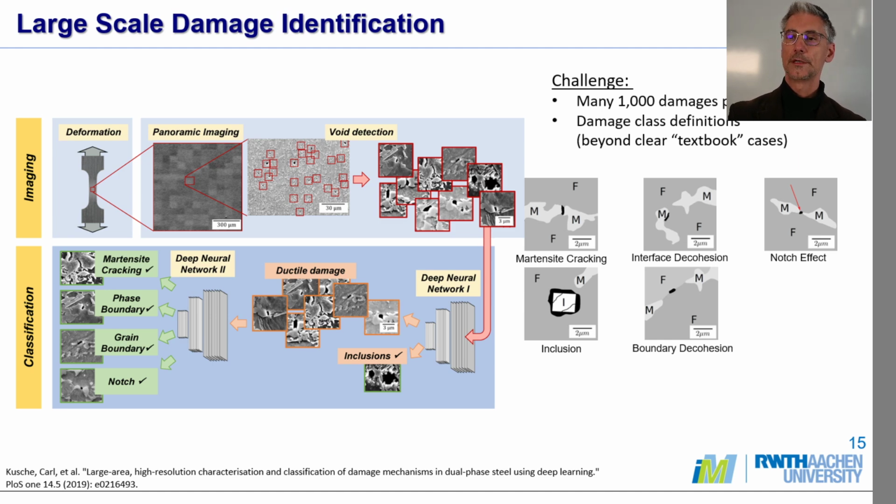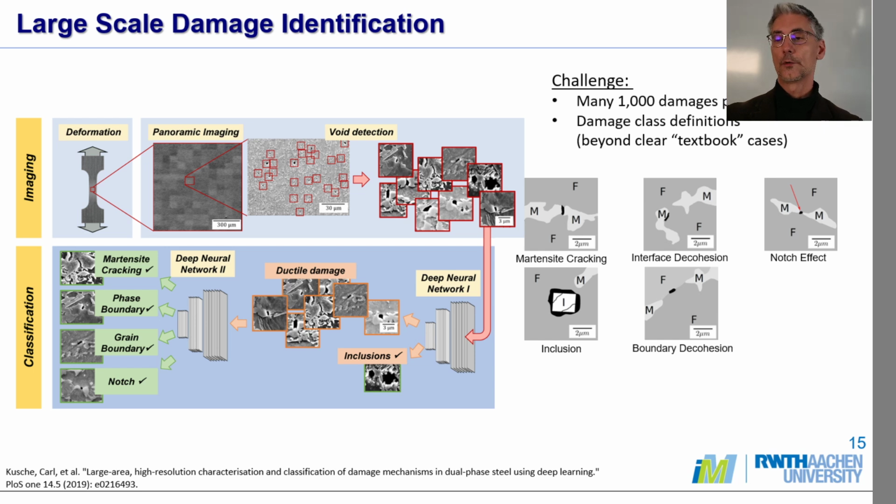Large-scale damage identification is about identifying which types of damages are present and how often each of them occurs. The challenge is that if we want to make a statistically sound conclusion about this, we need to look at large areas to be able to sample a relatively large space of our sample. That means we have many thousands of damages, because each damage, as you can see, is about a few microns or smaller. If you look at a few millimeters squared or larger, you'll probably have tens of thousands of damages to look at.